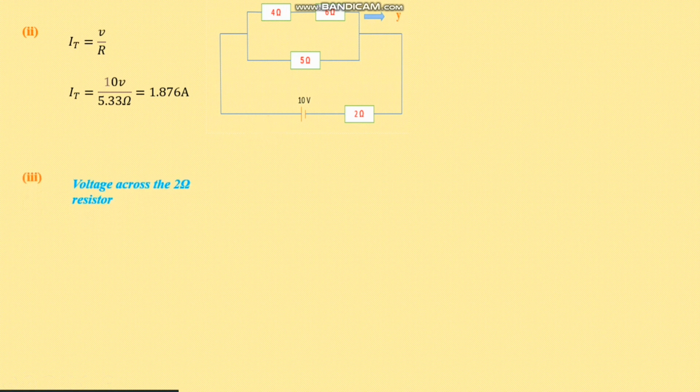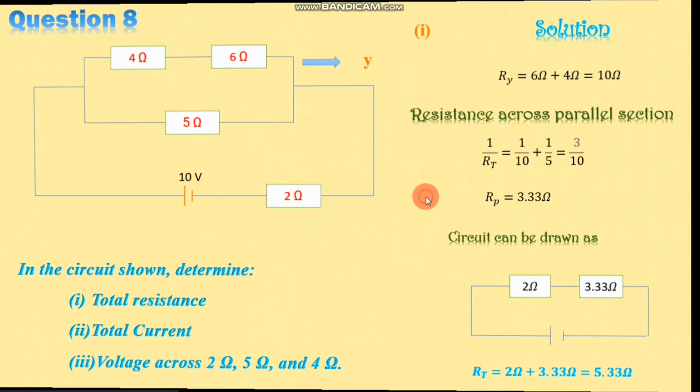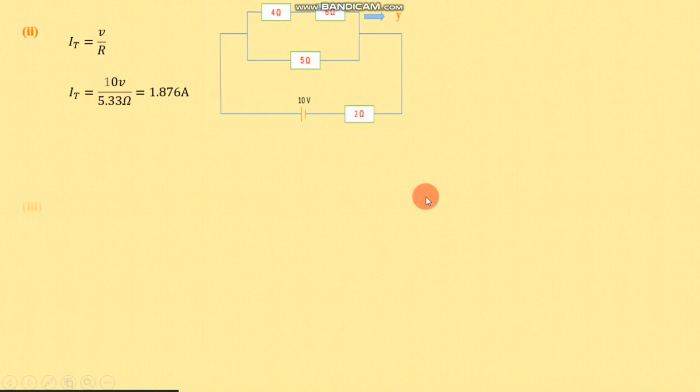So the last part of this question, we were asked to calculate the voltage across the 2 ohm resistor. We calculate the voltage across this 2 ohm resistor, the voltage across the 5 ohm resistor, and the voltage across the 4 ohm resistor. So the voltage across the 2 ohm resistor, the 5 ohm and the 4 ohm resistor. How can we do that?